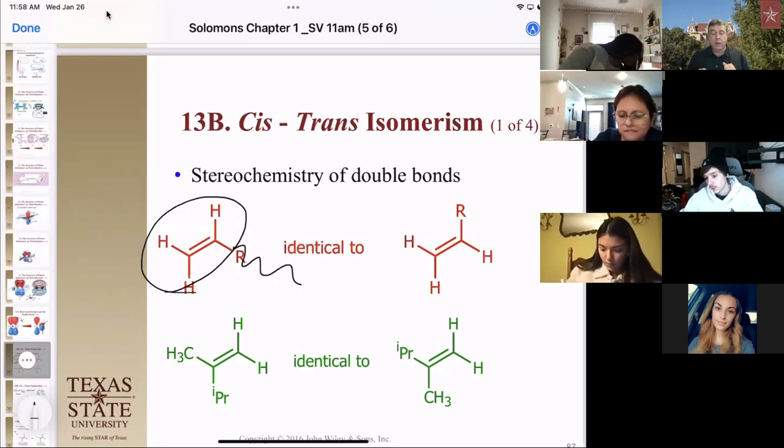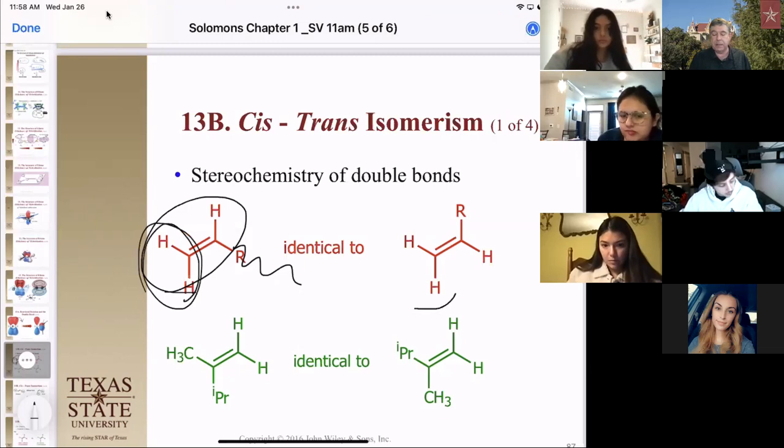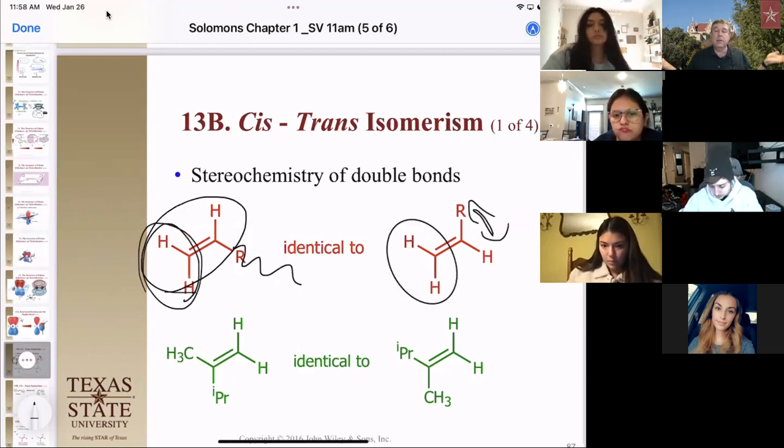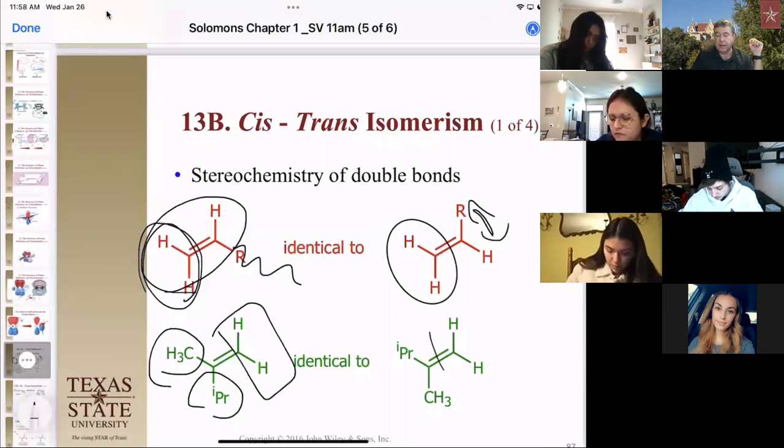All right. So in this case here, we really can't tell the difference if these two are in the same position or not, because it's actually identical. If we flop to these two, there's no difference between an R group next to a hydrogen and an R group next to a hydrogen. However, if we put the methyl group here and the propyl group here, and we still have 2 hydrogens here, again, it's the same thing. You can't tell the difference between them.